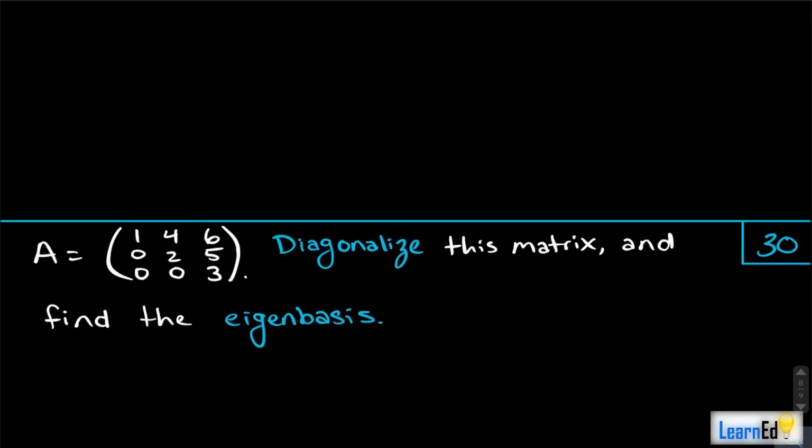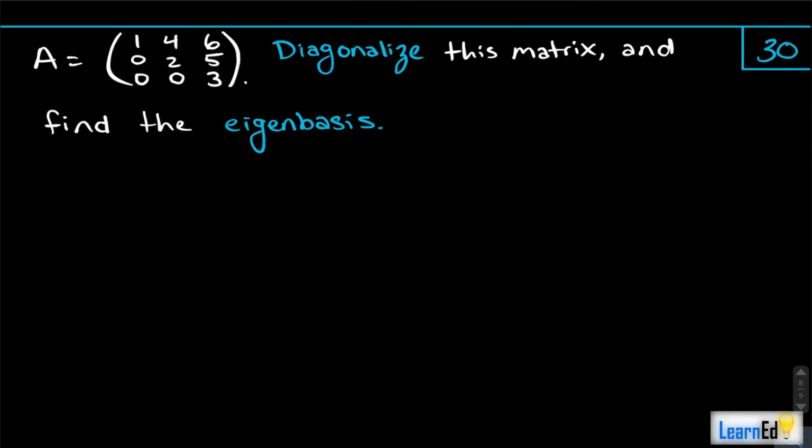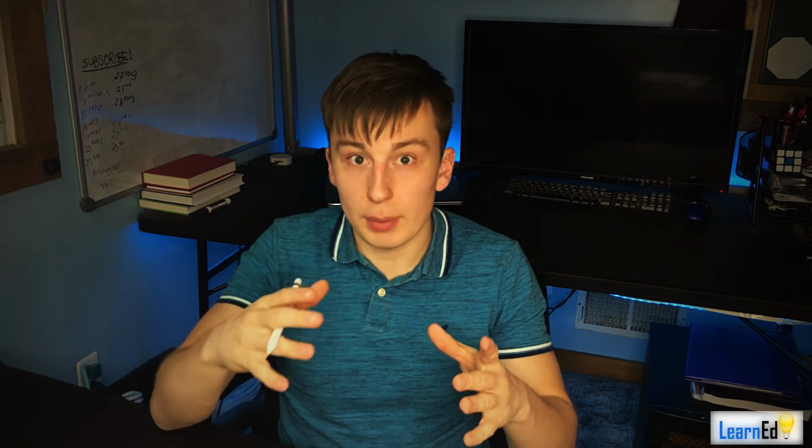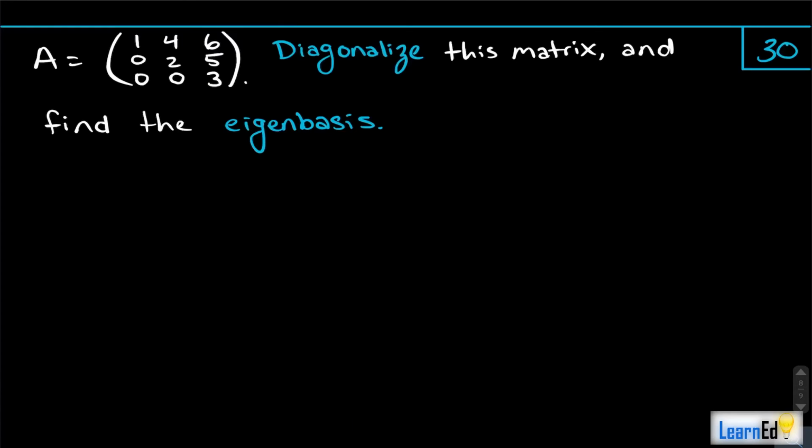Moving on to question 30, we are being asked to diagonalize the matrix A, which is a 3x3 matrix, and we want to find the eigenbasis. When you have diagonalization problems, you generally are asked to find the eigenbasis because the eigenbasis is P. So you have P, D, P inverse. You have P, which is your eigenbasis, and D, which is your diagonalization. That's why you always see eigenbasis.